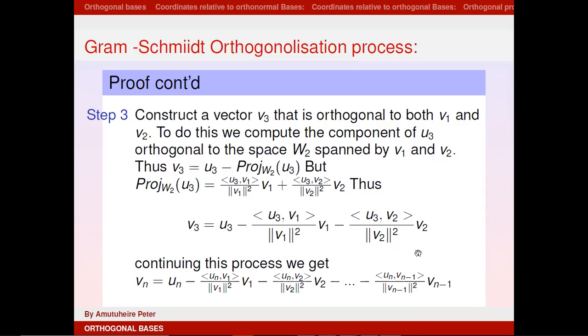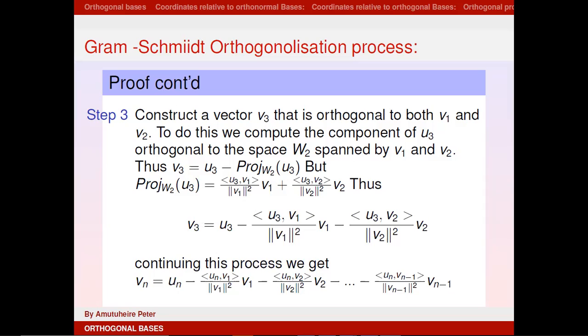When we continue this process, we get Vn, which is Un minus this, and so on up to Vn minus 1, because for V3 we stopped at V2, and for V2 we stopped at V1. So for Vn we stop at Vn minus 1. Now these vectors V1, V2, V3 up to Vn will form an orthogonal basis. And once we have an orthogonal basis, normalizing each vector in it gives us an orthonormal basis.